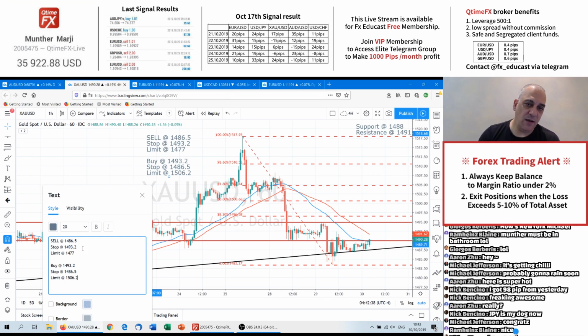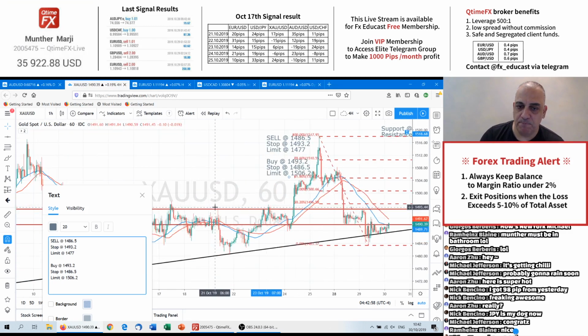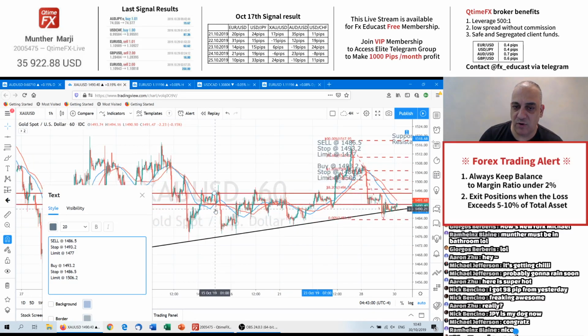Now, while I was saying that, I noticed that the limit for the short position is not even 100 pips, and I don't want to go below 100 pips. Gold is volatile, it can move, it can generate great trading opportunities, so I want my limit to be more than that. That's why I will go back to the chart and look for another limit.